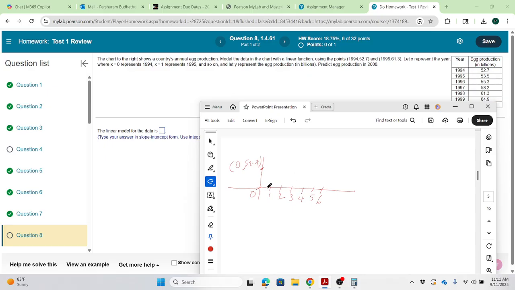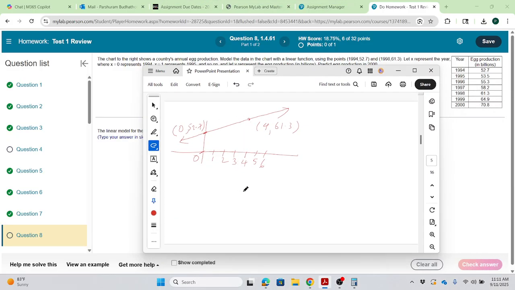And then 1998 means after 4 years, 1, 2, 3, 4 years, which is 4. It's 61.3. So to model this data using the linear function, you need to find this equation, which is a straight line. And how do you do that? Like we did previously, by using the point slope form. So first of all, let's find the slope. We know it is the difference between the y coordinates over the difference between the x coordinates. This formula gives us the slope for this line.